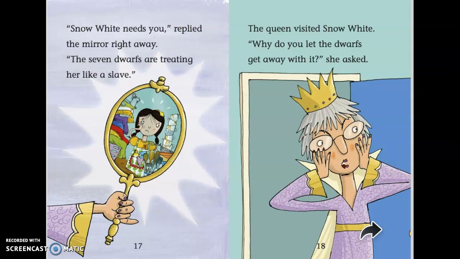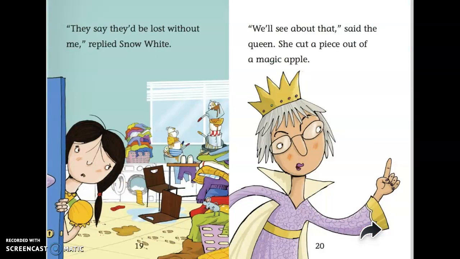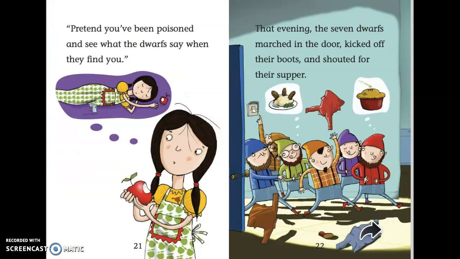The queen visited Snow White. "Why do you let the dwarfs get away with it?" she asked. "They say they'd be lost without me," replied Snow White. "We'll see about that," said the queen. She cut a piece out of a magic apple. "Pretend you've been poisoned and see what the dwarfs say when they find you." That evening, the 7 dwarfs marched in the door, kicked off their boots, and shouted for their supper.